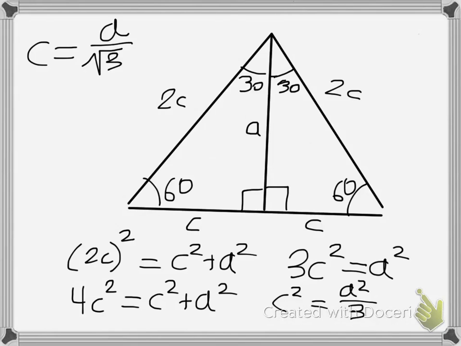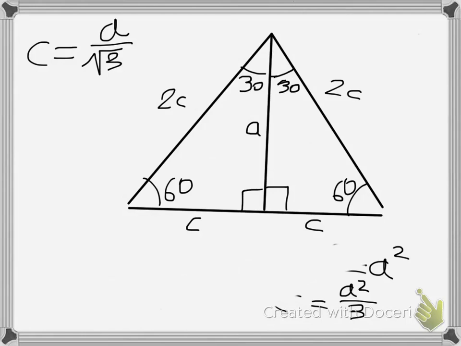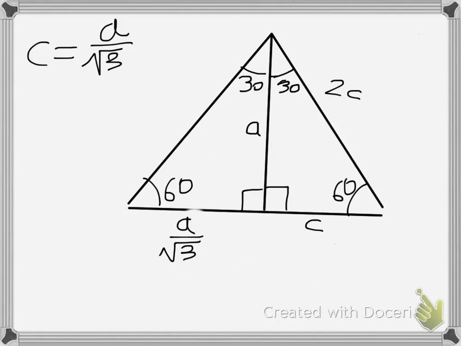So let me erase this now, since we've already solved for it. You get c equals a over square root of 3. So I'm going to replace this c with a over square root of 3. That means this side would be 2a over square root of 3, because it's 2c, and this would still be a. So right now we've solved for c in terms of a.